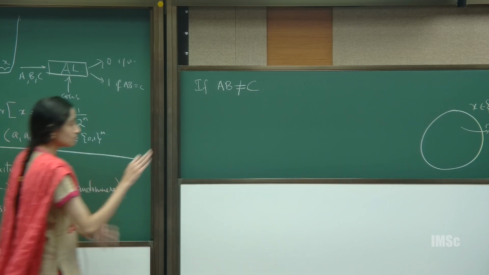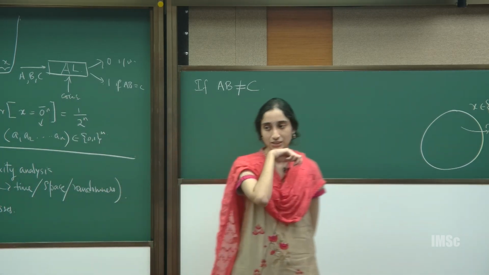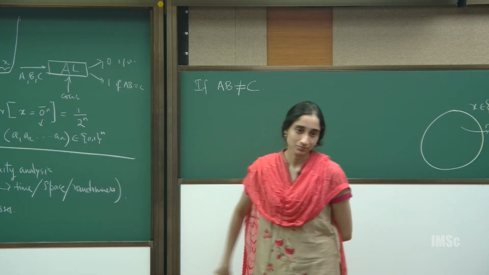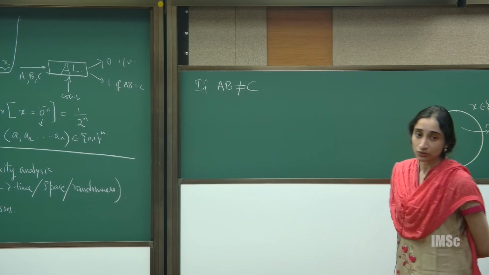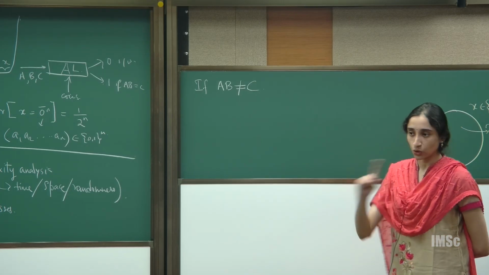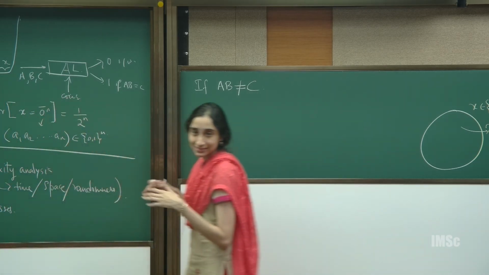So what is a bad x we need to define. Suppose AB is not equal to C. What would be a bad x? All zeros is one of them. What else can be? That's right, all zeros. Because if you substitute all zeros, both will be 0. Then the algorithm will give a wrong answer.